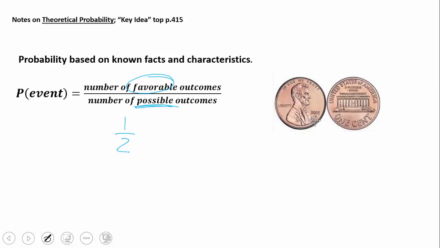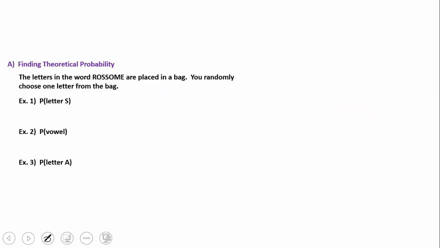All right? So let's do that a little bit. We're just going to make it quick, with a quick example, because we've kind of done this before. The letters in the word Rossum are placed in a bag. You randomly choose one letter from the bag. Yes, I love that word, Rossum. Anyway, number one, what is the probability that we're going to select the letter S?